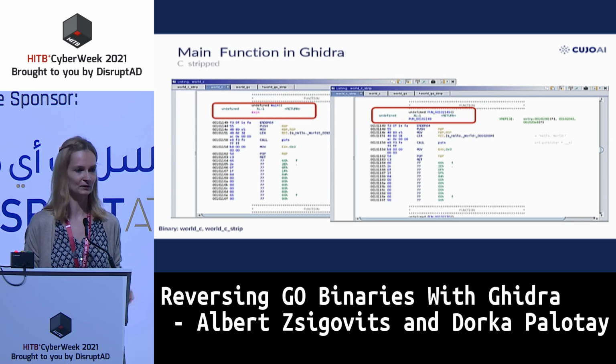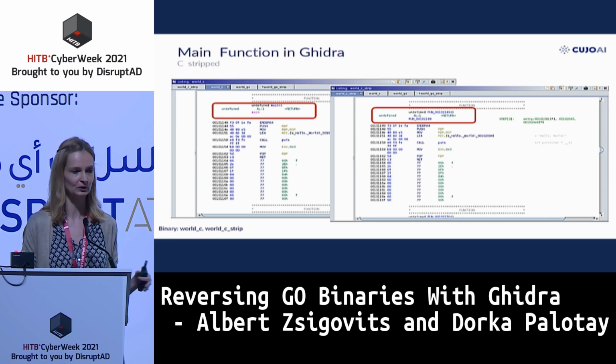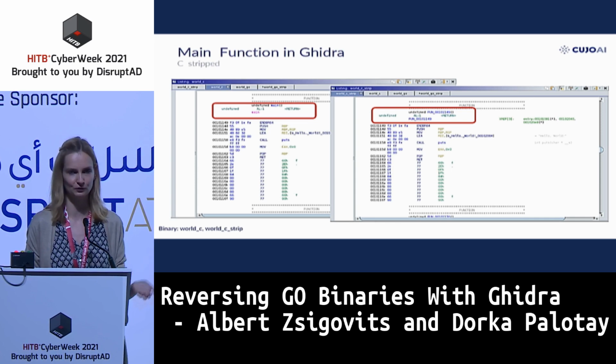Just for comparison, if we look at the main function within the disassembler view of Ghidra, you can see on the left side the unstripped version, on the right the stripped version. It's not too difficult. Okay, now we don't see the name of the function, but it's just a few lines, so it's still easy to understand.